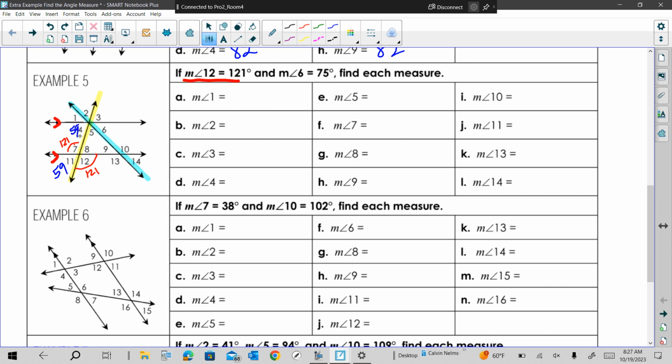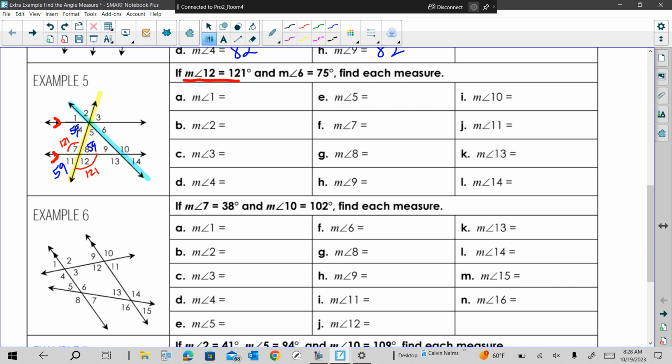And then I cannot do angle 1 because angle 1 is now using the blue transversal. So what I can do using the yellow transversal is angle 8. Yes, it's also 59. We have alternate interior with 4 and 8, with that transversal. Okay. So I think I got all my angles with the yellow transversal.